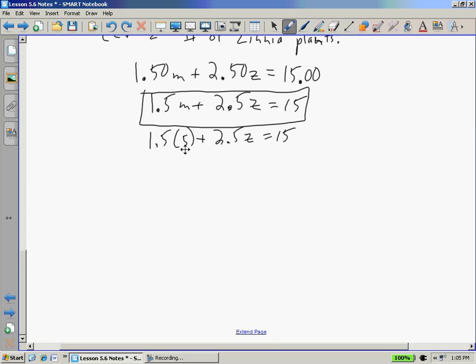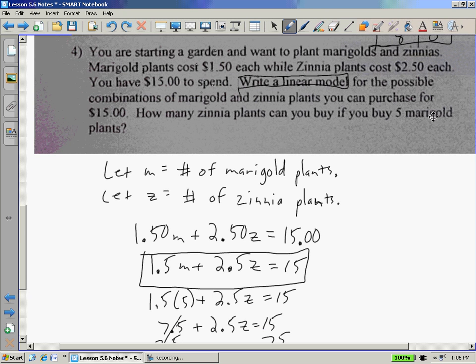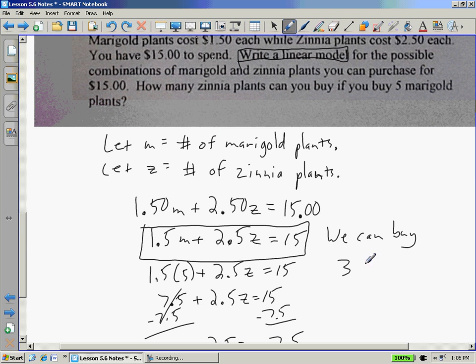Well, 1 5/10 times 5, 7 5/10. We're going to subtract that from both sides. Get 2 5/10 z equals 7 5/10. Now we're going to divide both sides by 2 5/10. And z equals 3. And we do need to answer the question, how many zinnia plants can we buy if we buy 5 marigold plants? And I'm going to say we can buy 3. We can buy 3 zinnia plants.